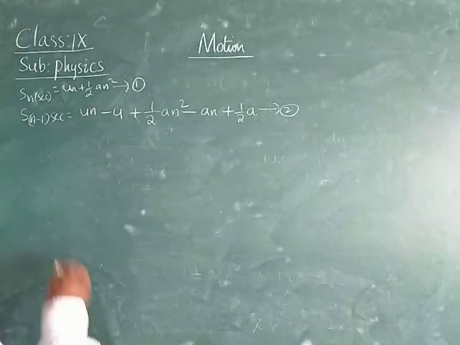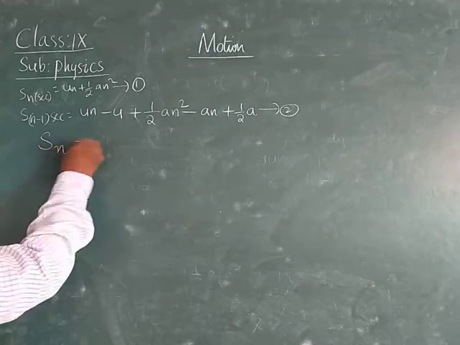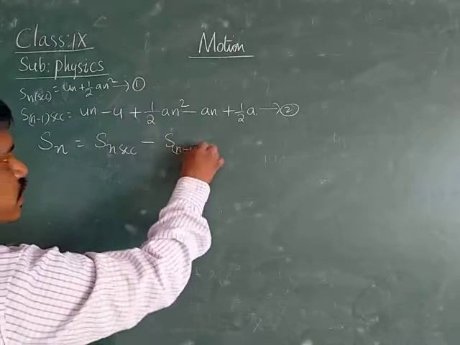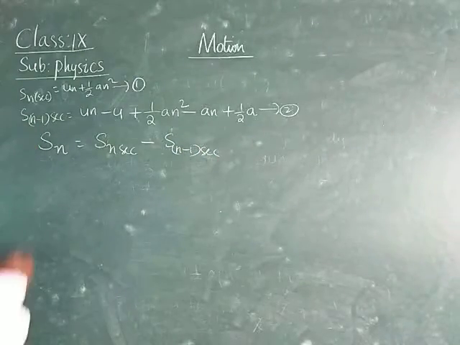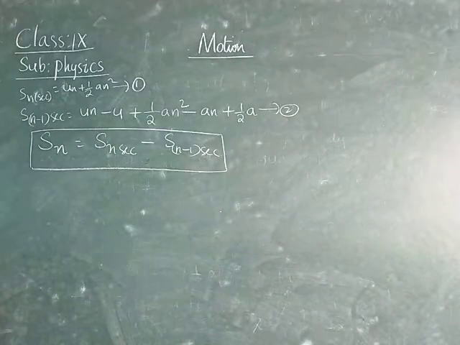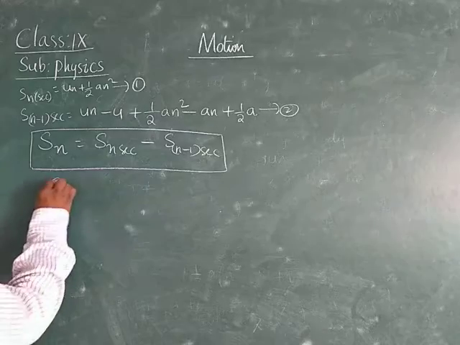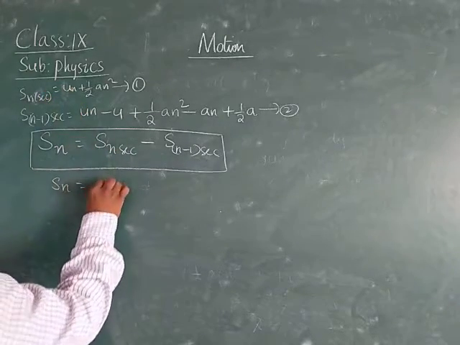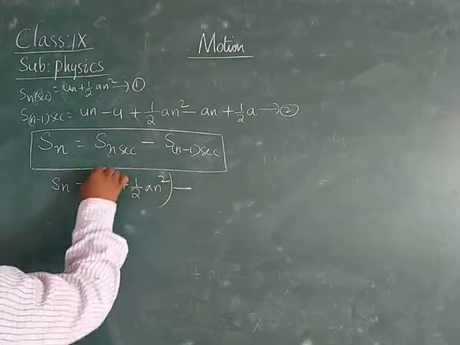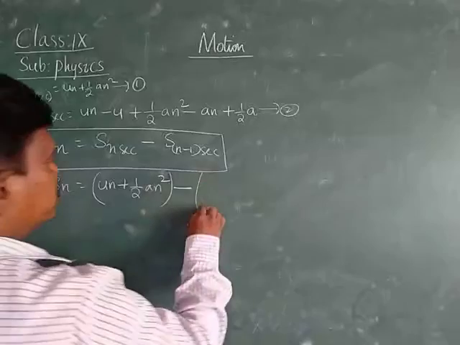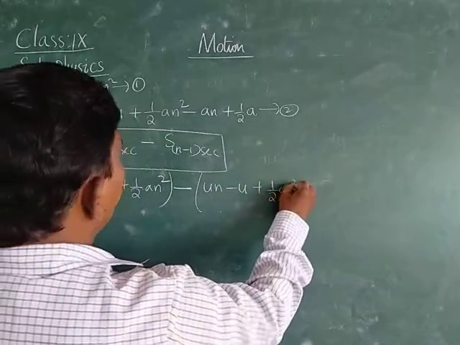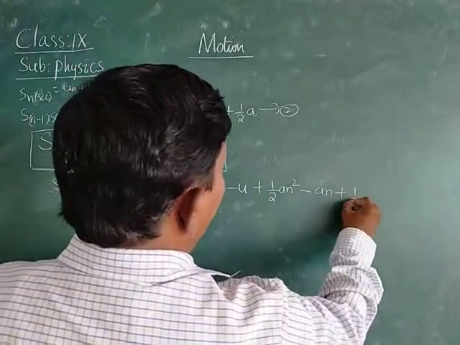Okay. Now we want Sn. Sn is equal to Sn seconds minus Sn minus 1 seconds. Normally this is the formula. To find the Sn, the formula is Sn seconds minus Sn minus 1 seconds. Therefore Sn is equal to, Sn seconds is nothing but un plus half an square minus the second equation, un minus u plus half an square minus an plus half a.